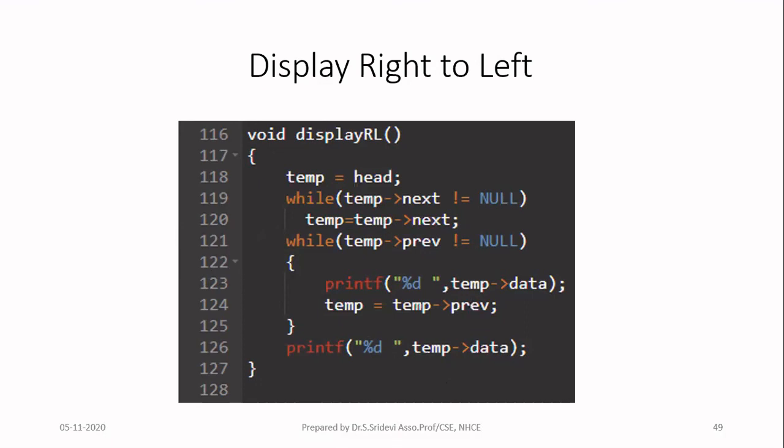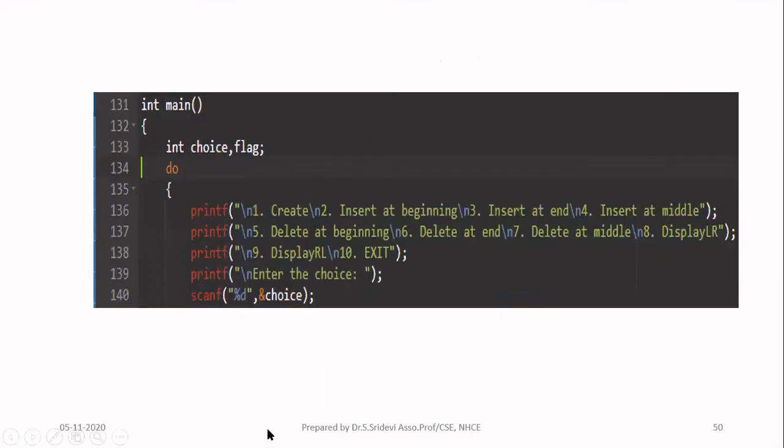So now entire display is over. So what is important here is we need two while loops, because first we have to travel from head to last node. Then keep your temp to point to the last node. After that, you are going to make use of the previous pointer. You will start from the last node, display data one by one till you reach the first node where the previous field is equal to null. Okay. Now with this, display is also over.